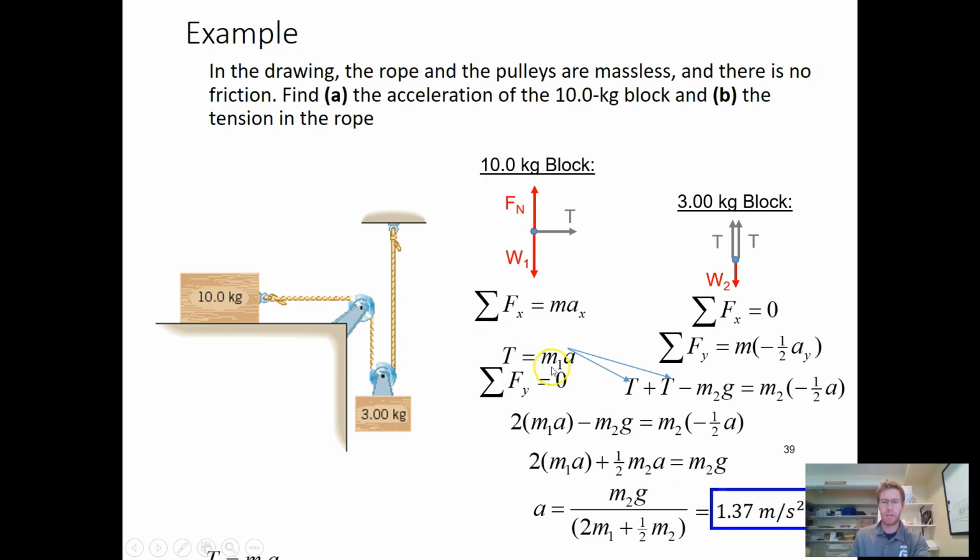Now we can take our equation for tension up here and substitute in the newfound acceleration. Tension equals m1 multiplied by acceleration. m1 is 10 kilograms. Our acceleration we found to be 1.37 meters per second squared. Plug and chug, and we find that the tension is a box-worthy 13.7 newtons.